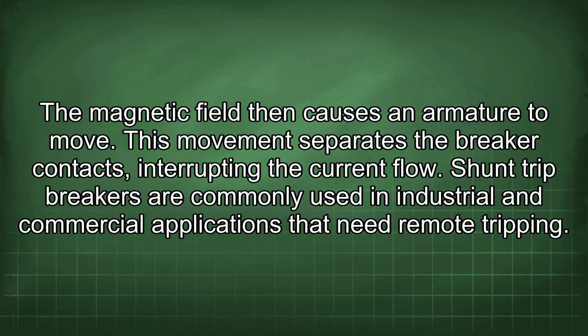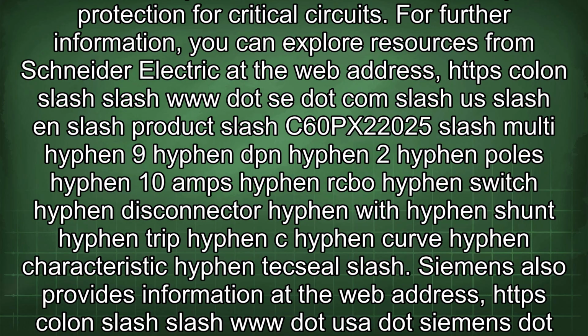Shunt trip breakers are commonly used in industrial and commercial applications that need remote tripping. Examples include fire systems, emergency shutdowns, overcurrent protection in combination with other protection devices, and backup protection for critical circuits.